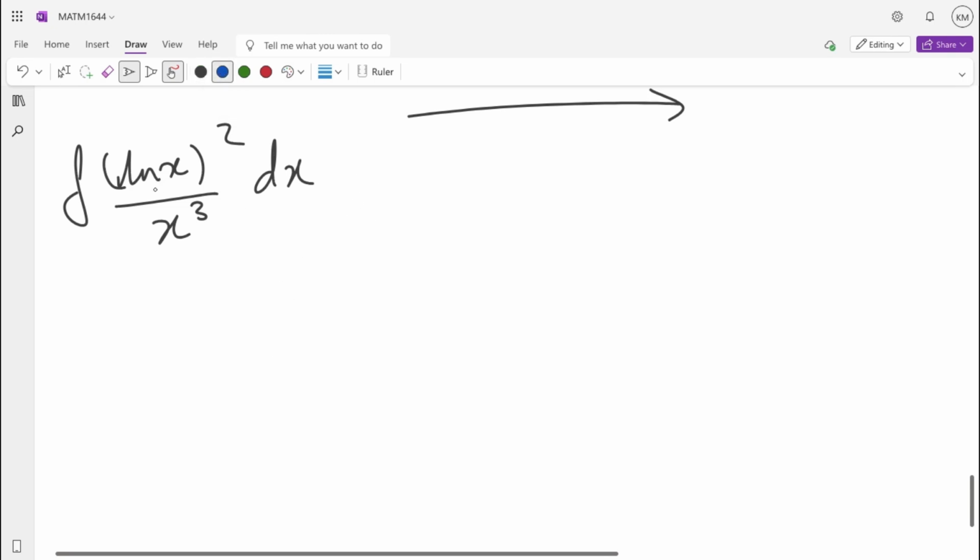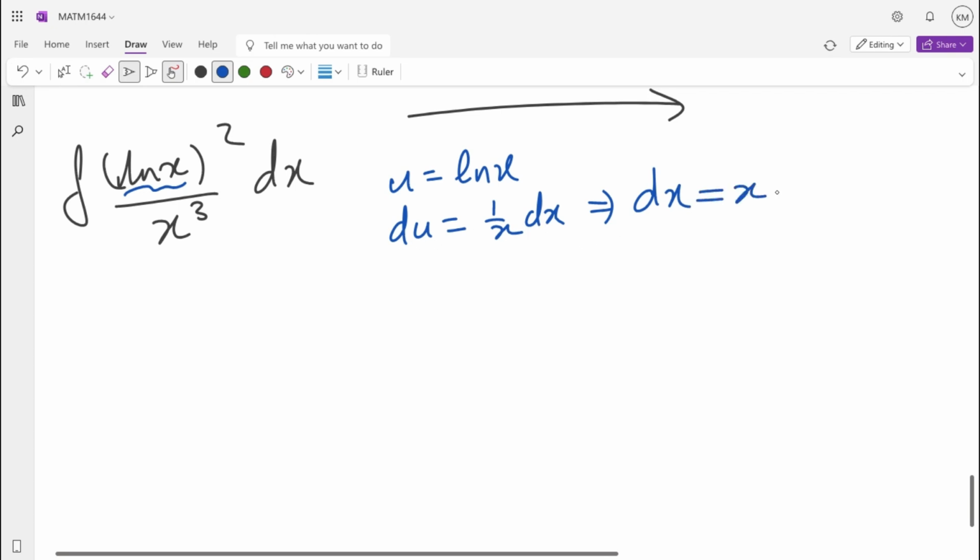So first, you're going to let u be ln x. So u is going to be ln x. So if u is ln x, then what is dx? I mean du, this side has to be du, sorry about that. The derivative du will be 1 all over x dx. So if I make dx the subject of the formula, I just cross multiply, and dx will be x du, just like that.